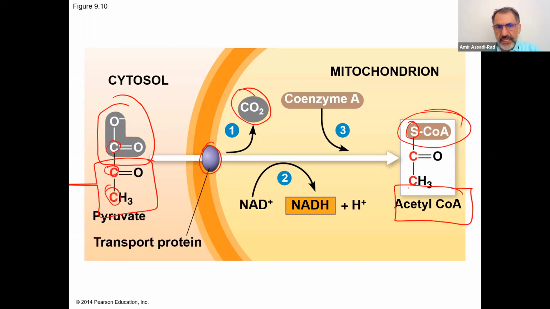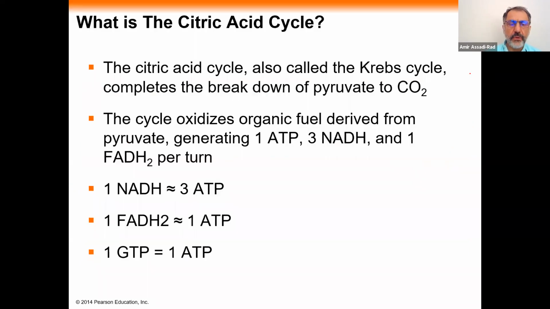During the process, NAD becomes NADH, okay? NAD becomes NADH as the cell is making pyruvate into acetyl-CoA. Where does that happen? It happens in the mitochondria. Okay. So the citric acid cycle, that's what I'm going to talk about next.